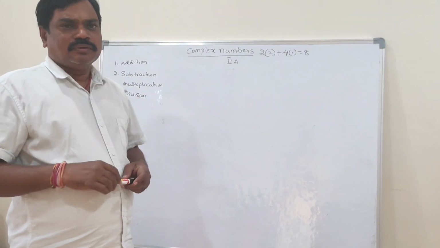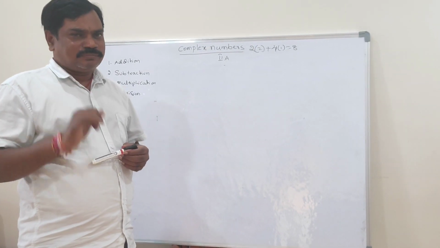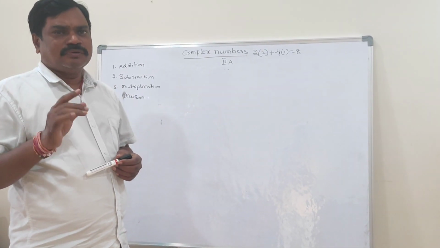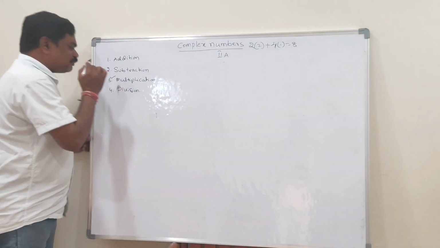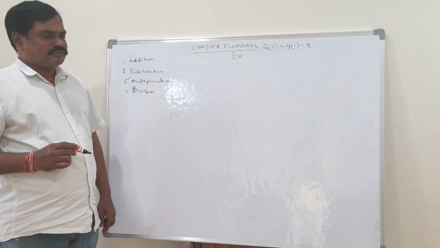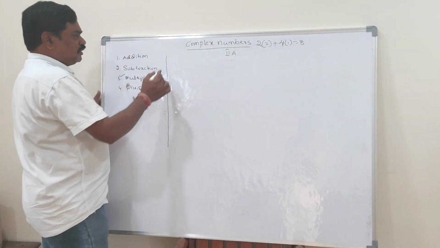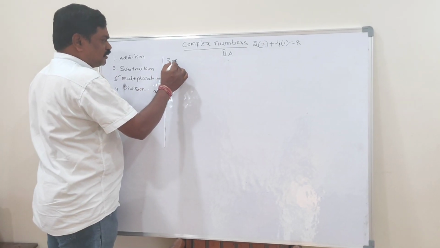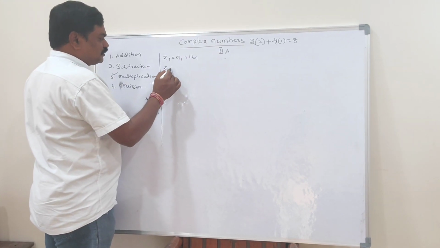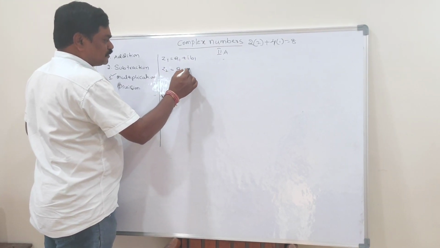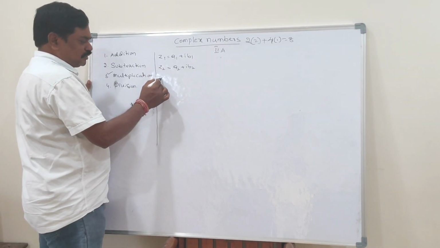Dear students, we have completed the addition of two complex numbers and the subtraction of two complex numbers. Now we go for how to multiply two complex numbers. If Z1 is equal to a1 plus ib1 and Z2 is equal to a2 plus ib2, then we multiply these two complex numbers.